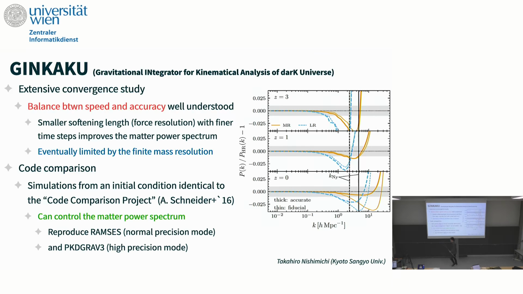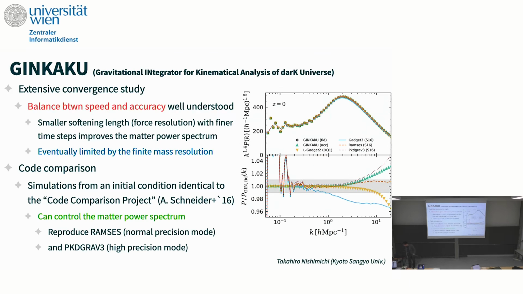After that, we also check with existing simulation data. This is from the Euclid code comparison project by Schneider et al. We downloaded the initial condition and ran it using our simulator, Ginkaku, with different settings. We basically have two options: fiducial, which is tuned to reproduce Gadget 2, which was used in DarkQuest 1. But we understand that this is not perfect.